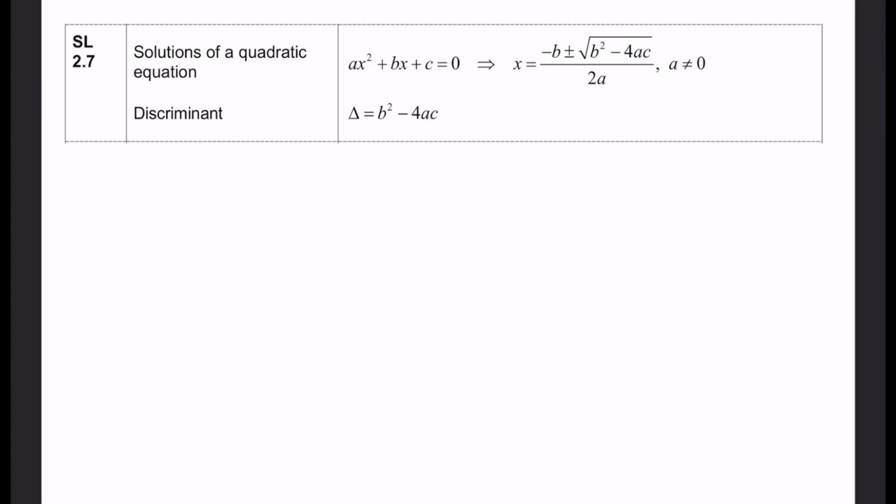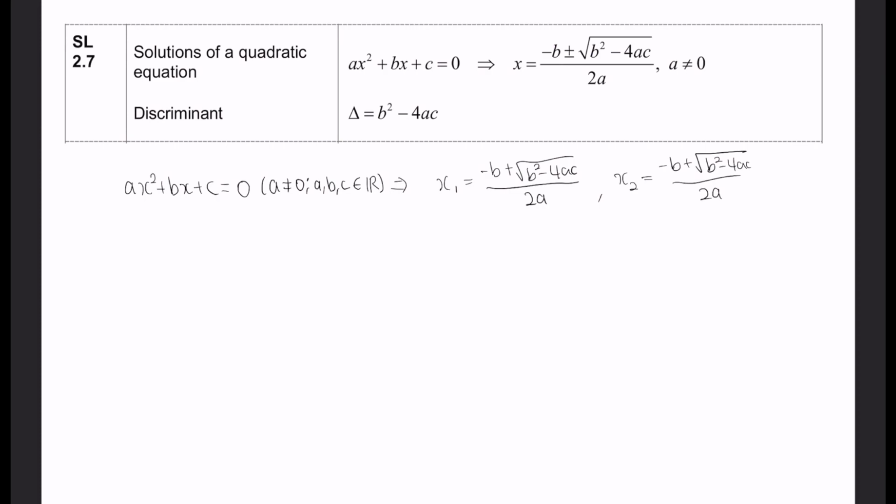Let's see how. You may have noticed that b squared minus 4ac also appears in the part of the quadratic formula underneath the square root symbol. This is no coincidence. From the quadratic formula, we know that the solutions to a quadratic equation ax squared plus bx plus c equals 0 are negative b plus square root b squared minus 4ac over 2a and negative b minus square root b squared minus 4ac over 2a, which we will call x1 and x2 respectively.